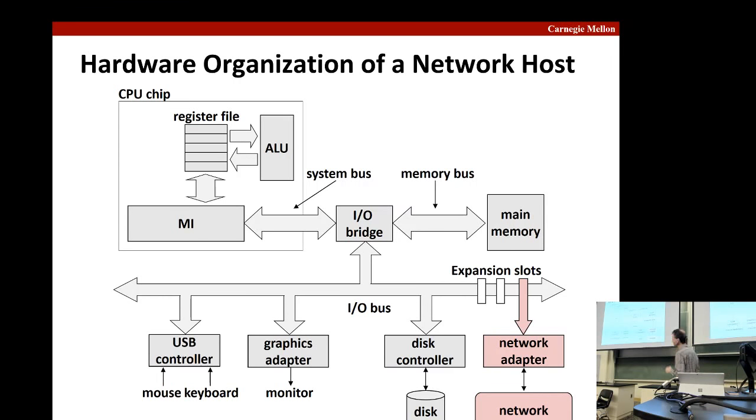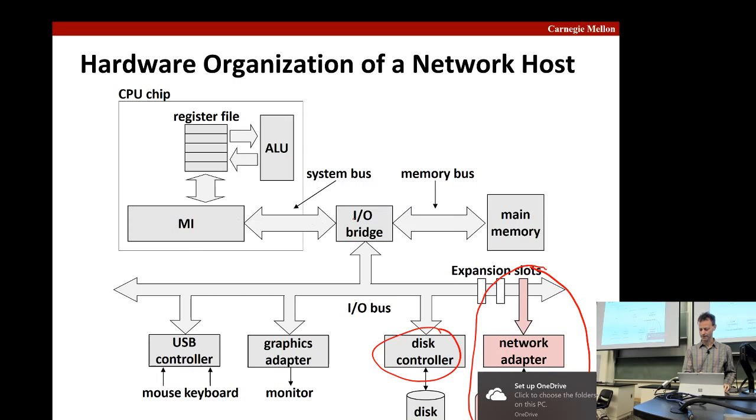So we've seen many versions of this picture in this course. Just a reminder that the network piece is here, and it's just off the same I/O bus that, for instance, the disk controller is. Right? Okay, so the path is through the I/O bridge to the I/O bus to the network adapter.